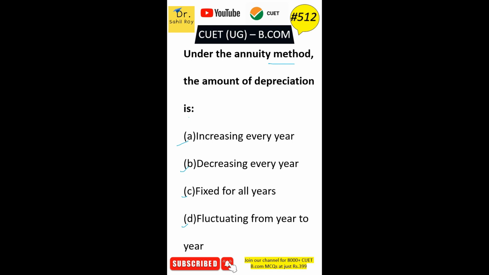इस क्वेश्चन का सही आंसर है under the annuity method, the amount of depreciation is fixed for all years. Option C is the correct answer for the given question.